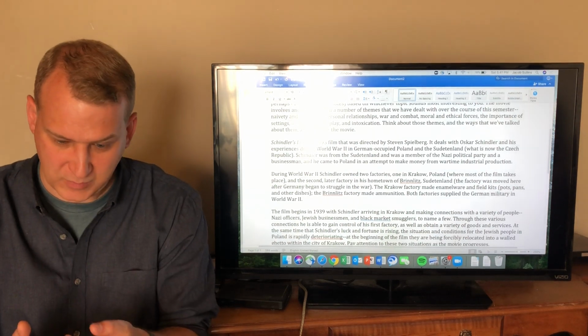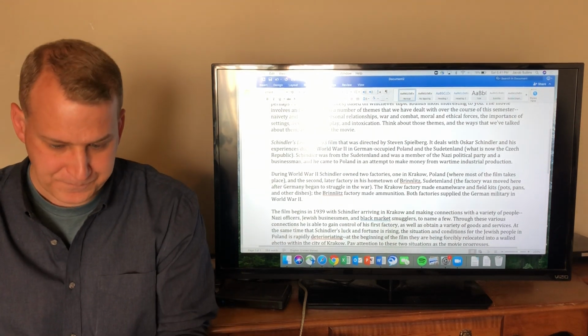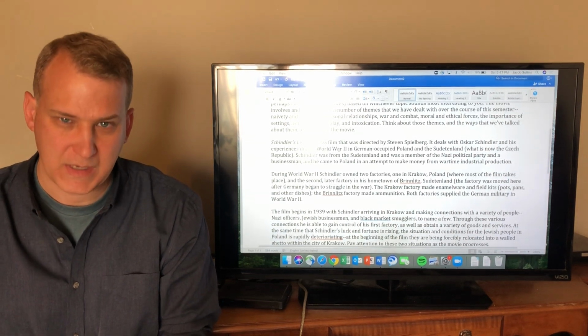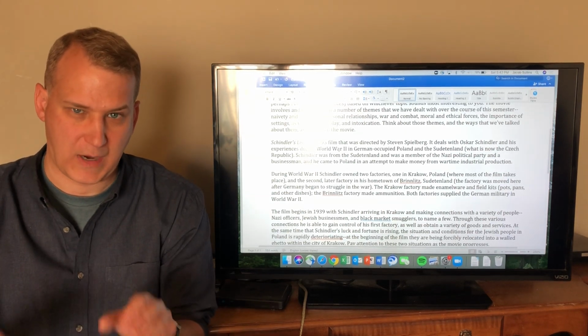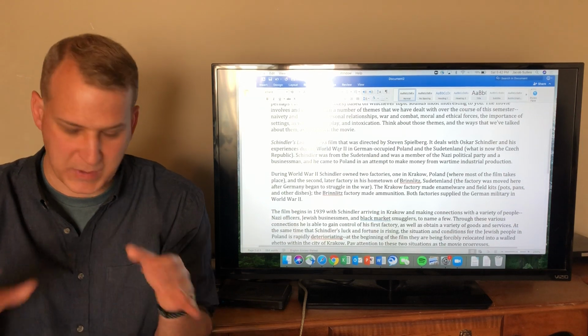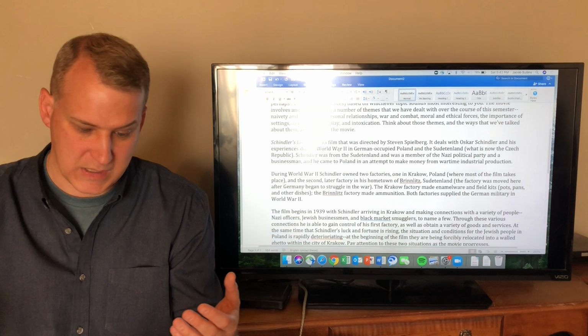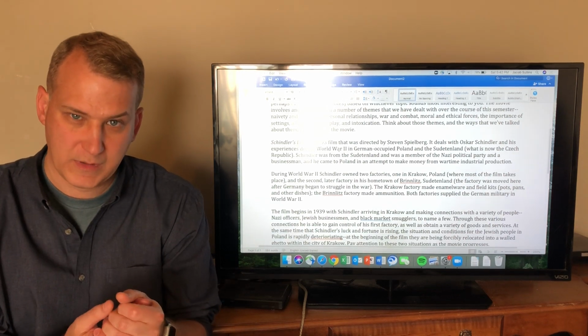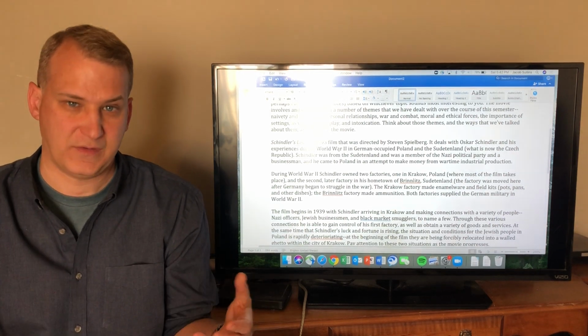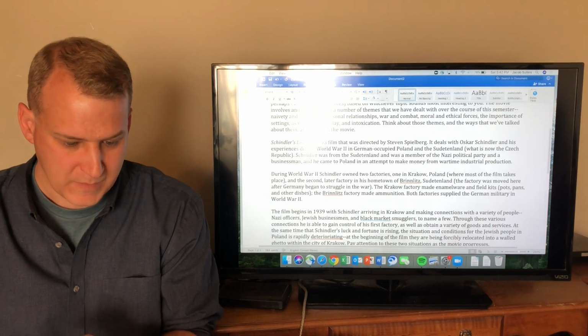He was a member of the Nazi Party, just politically. He was a businessman, and most of this movie is set in Krakow, one of the largest cities in Poland, this big industrial city. When the Nazis invade Poland and take over, he comes to Krakow, to Poland, to try to take advantage of that, since he's a member of the Nazi Party.